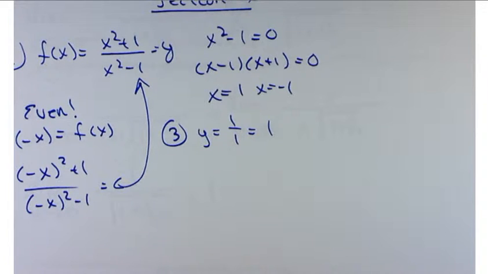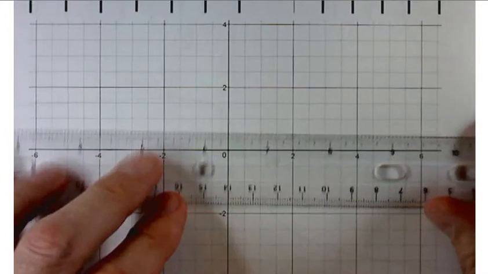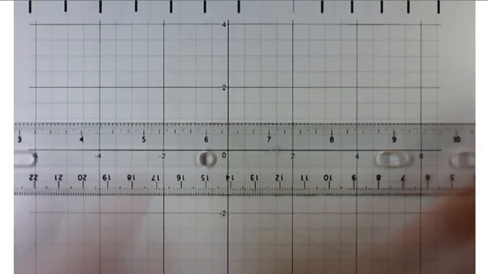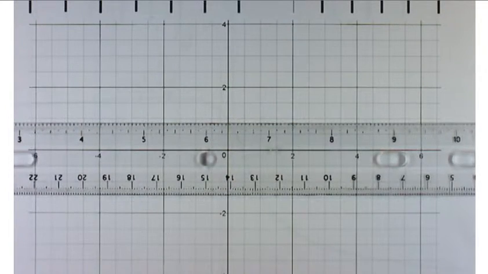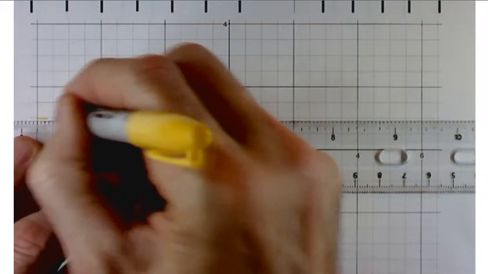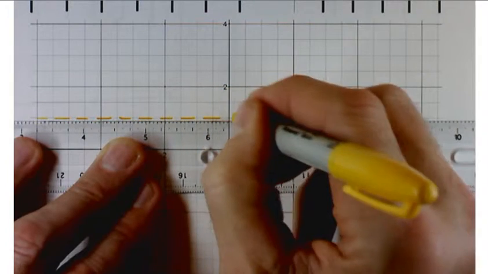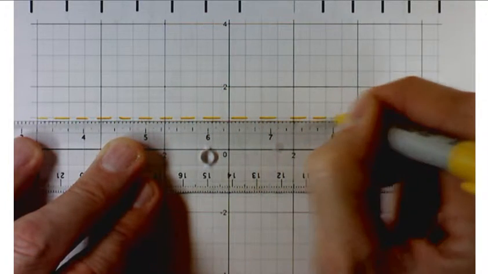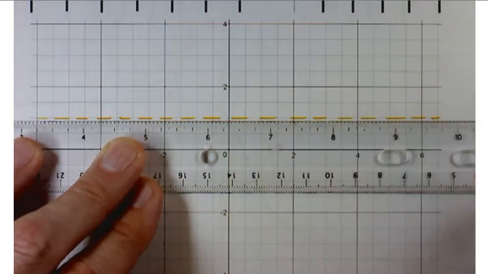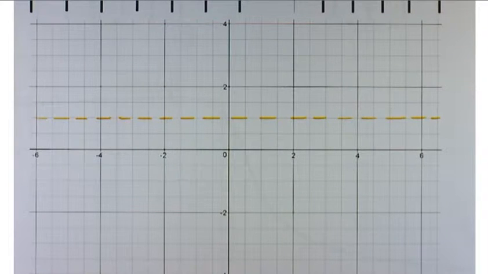Let's actually add that to our graph. If you'd like, I've got rulers up here. Come on up and help yourself. So y equals 1. I'm going to fill that in with a dashed line because it's really not part of our graph. It's kind of a feature of the graph, but it's not a part of the graph of the equation. All right, so y equals 1.